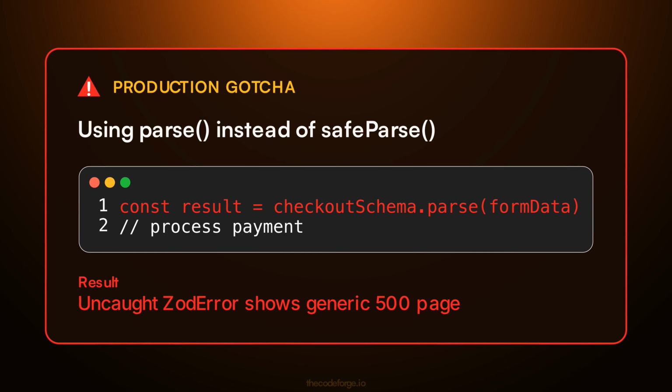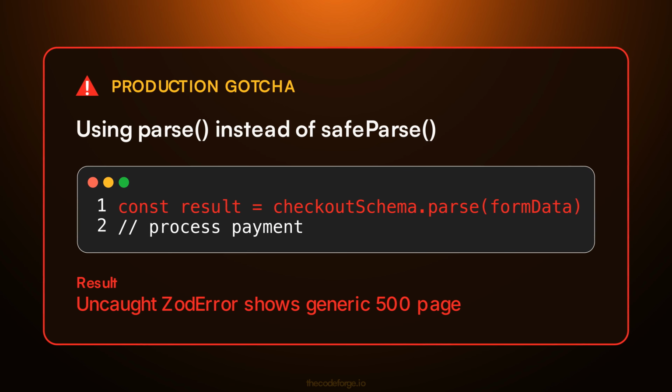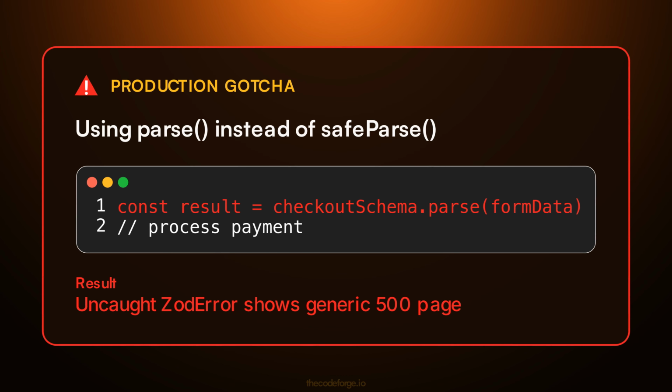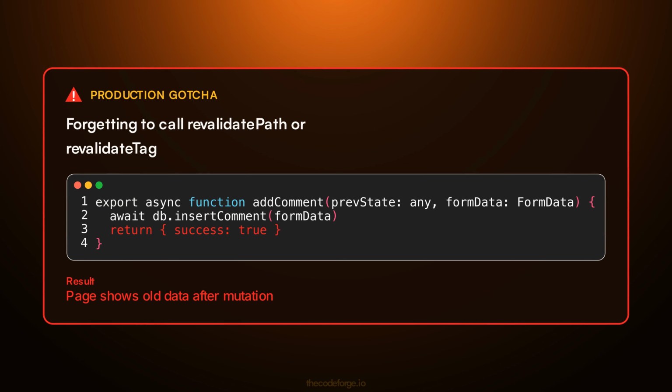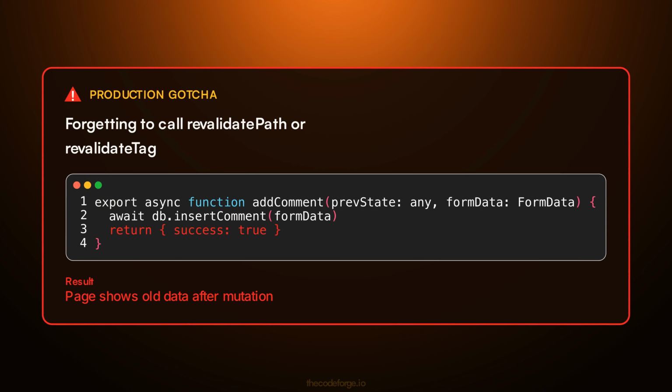Using parse throws a Zod error on validation failure. In a server action, this results in a generic internal server error page. The user sees no helpful message about which field failed. Without revalidation, the page continues to serve cached data. The user sees a success message, but the comment list doesn't update until a manual refresh.